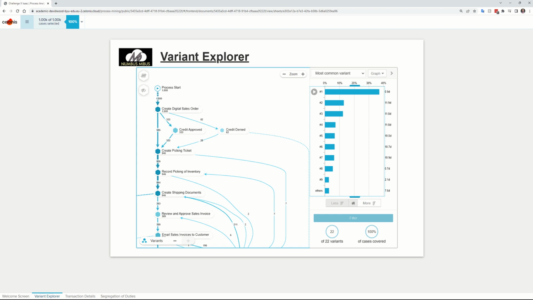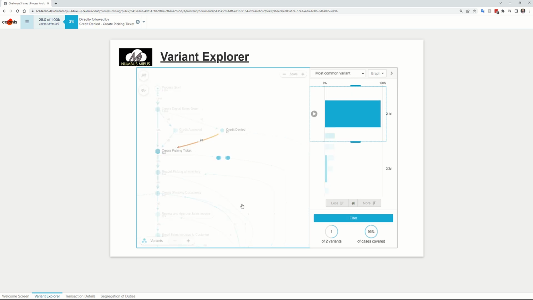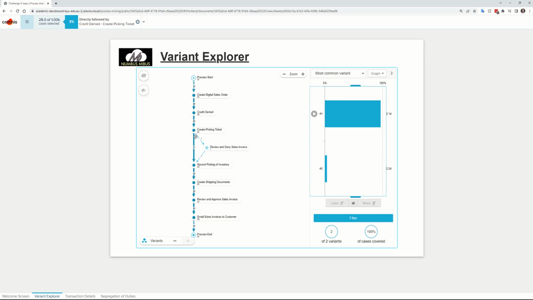Drilling down a little bit more, there were apparently some issues with some sales reps last year pushing through some orders that were originally denied on credit to pad their commissions, so they could see a little bit higher check at the end of the year. We're going to look at how many cases there were where that credit denied activity happened and was immediately followed by create the picking ticket. So it was pushed through the system without the proper process. You can highlight both of those here, and you can see that it happened 27 times, with one of them going to review and deny sales invoice, and it's still going through to record the picking of the inventory, so that's still happening.